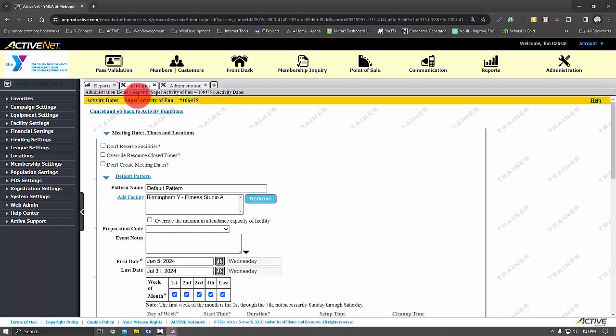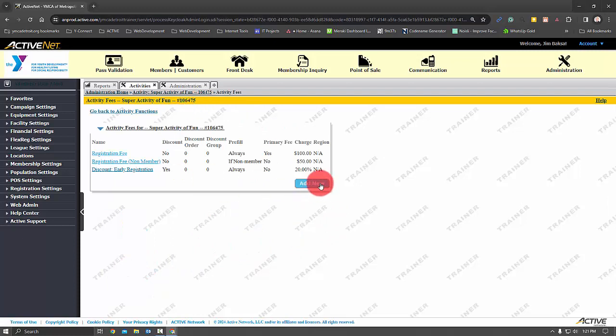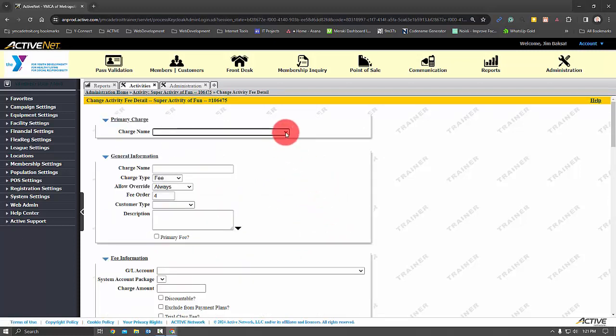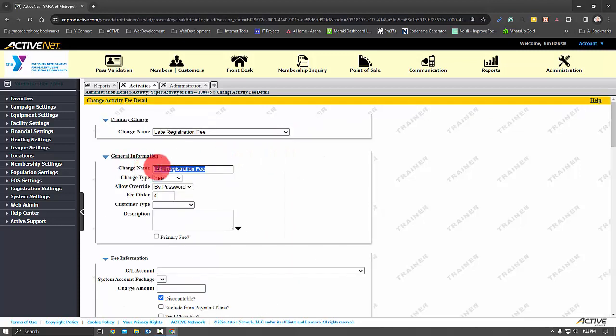So, last thing I want to do, because I know we're running a little long on time, is I want to talk about late fees. So again, we go into charges. We say add new. We're going to say late registration fee. It's going to be the 4th. Again, we're not going to override this. I do not want overriding late registration fees, because if we do, then there's no point in it.